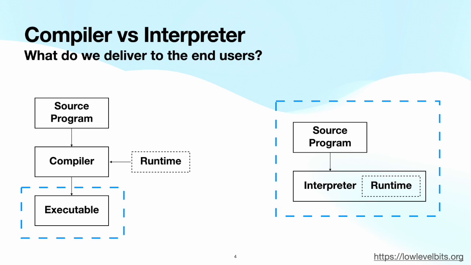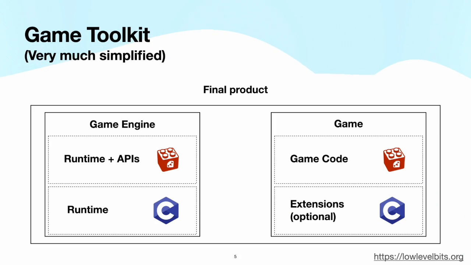So in our case, if we want our users to actually ship their games to their users, it looks kind of like this. We provide the game engine, which is partially written in C and partially in Ruby. And the users of our game engine build the game, they write it in Ruby, and optionally they also write it in C. And if they want to ship it to their users, the final game would contain a copy of our runtime and our interpreter.